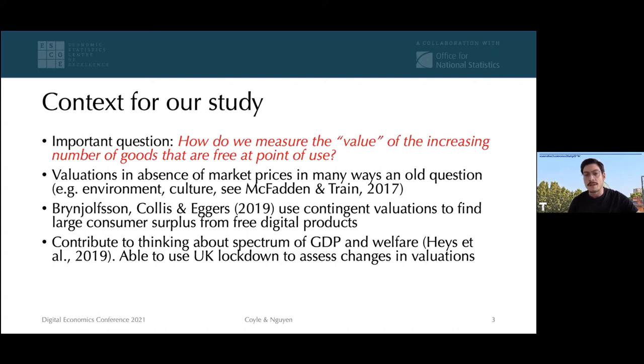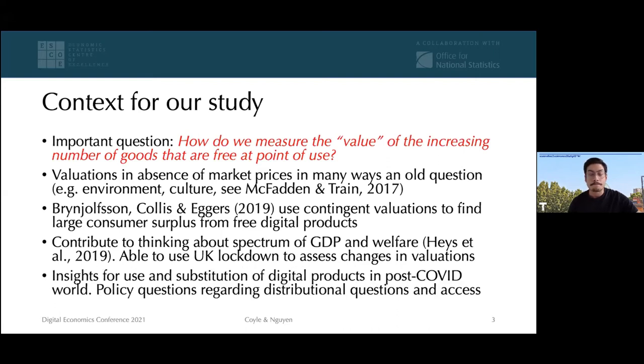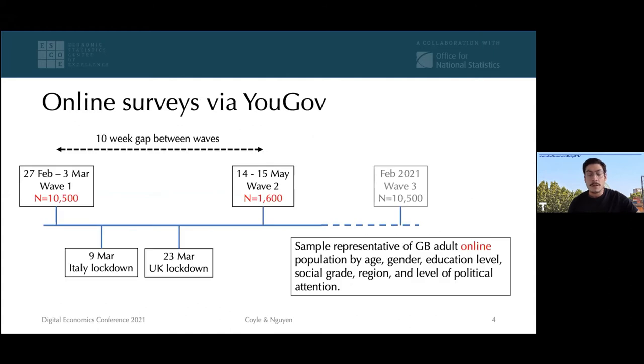and how good are they? Do we need to think about creating new ones if GDP is increasingly challenged by the digital economy? We're able to use the UK lockdown to assess the changes in these valuations, because quite suddenly you could not use a lot of offline services and were forced to use online. We conducted so far two waves of an online survey via YouGov. Around 10,000 individuals were asked in late February 2020, so that was before the lockdown in the UK and elsewhere, and quite at the beginning of the whole pandemic.